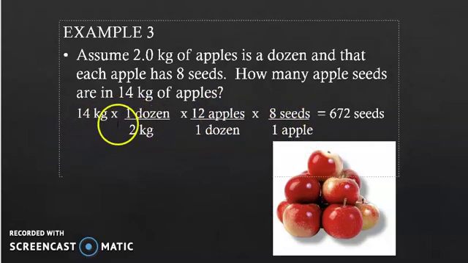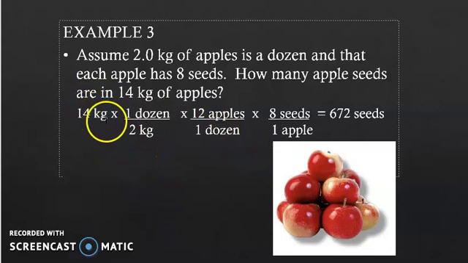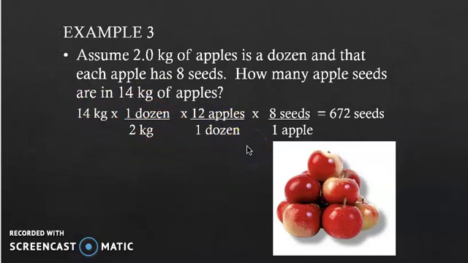Now notice these are all my conversions, everything that's on top of each other. So 2 kilograms in 1 dozen, 12 apples in 1 dozen, 8 seeds in 1 apple. And then which one goes on top just depends on which units I'm trying to cancel out. So I'm starting with kilograms, so I need kilograms on the bottom so I can cancel out those units. Now I have dozen. I want dozen to cancel out, so my dozen in the next step is going to be on bottom.